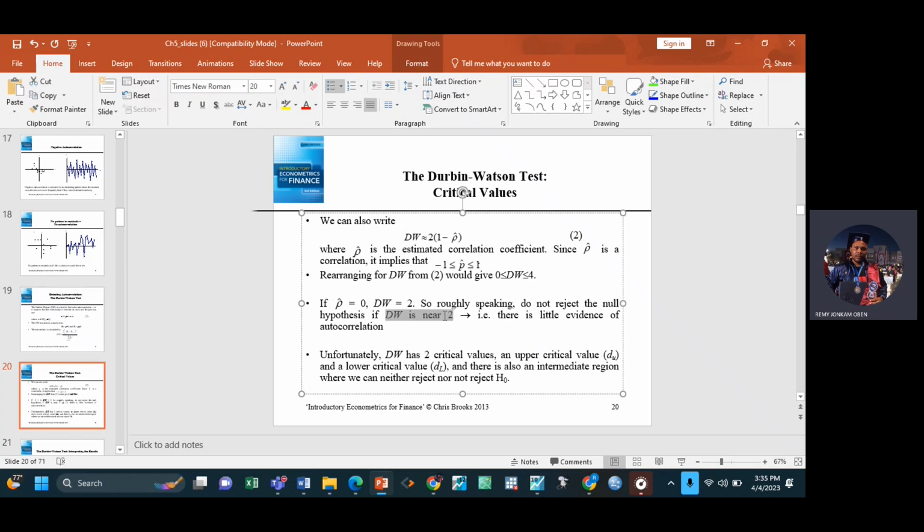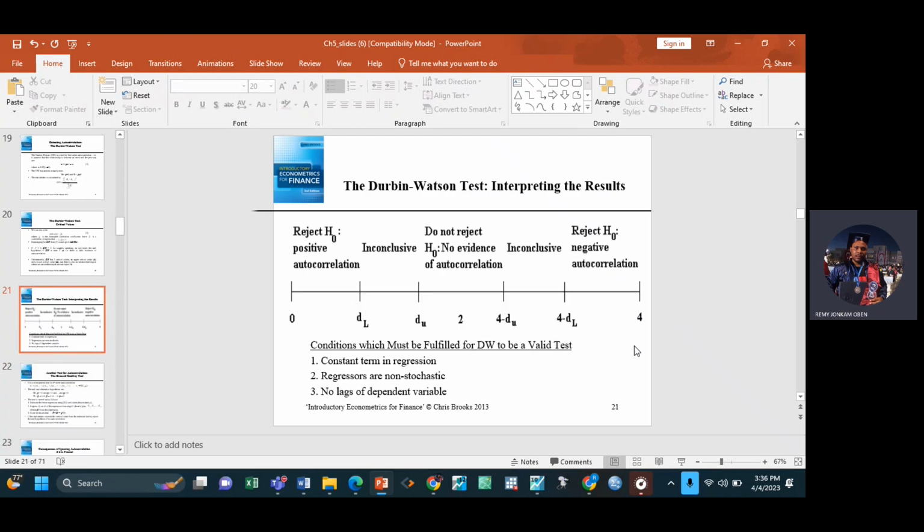You remember this? If Durbin-Watson is closer to 2, it means there is no autocorrelation, right? But if it is far from 2, problem. It ranges between 0 and 4, right? And it should be closer to 2. Okay. But there is a problem with this test, as I was trying to explain.